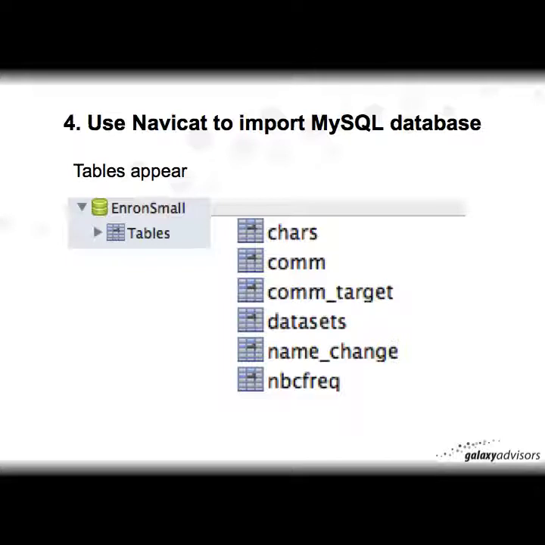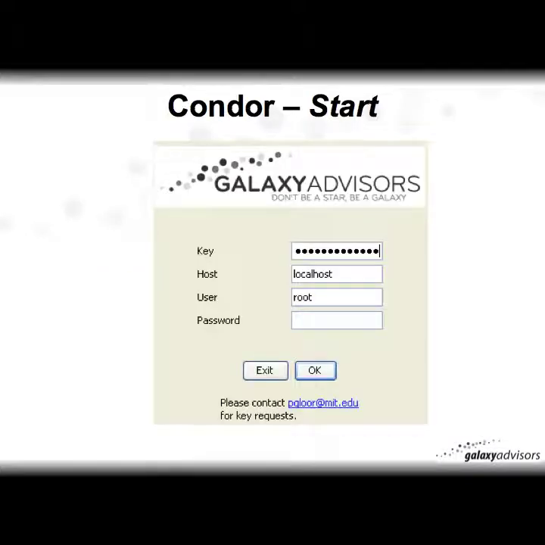This will show you the tables that are available. If you double click on the charts or datasets, it'll give you the kind of Excel spreadsheet view of those tables. So now we can go back and start Condor.